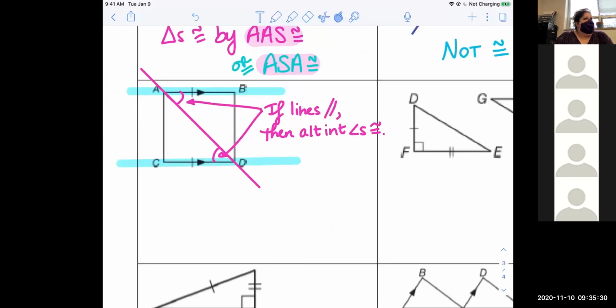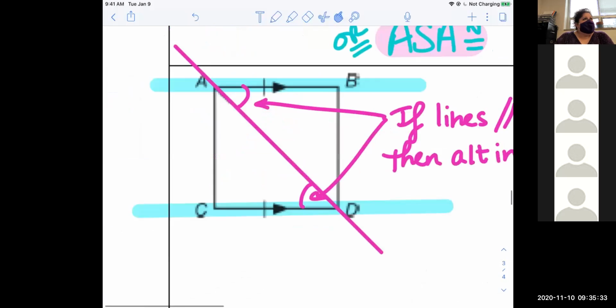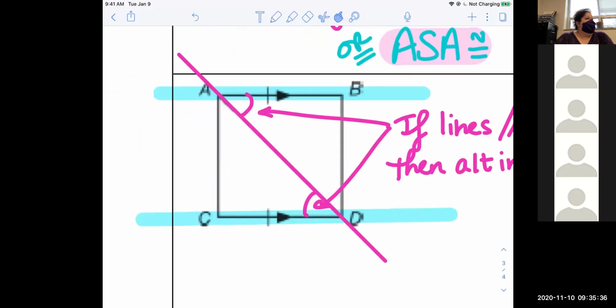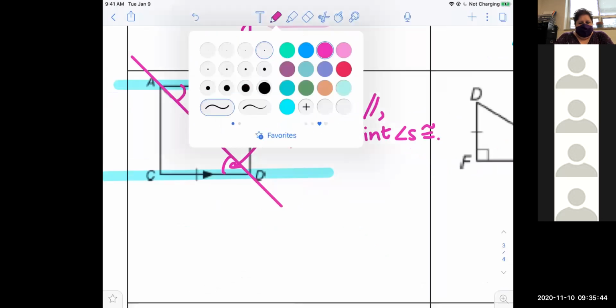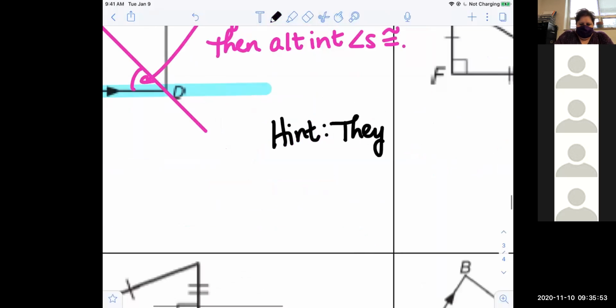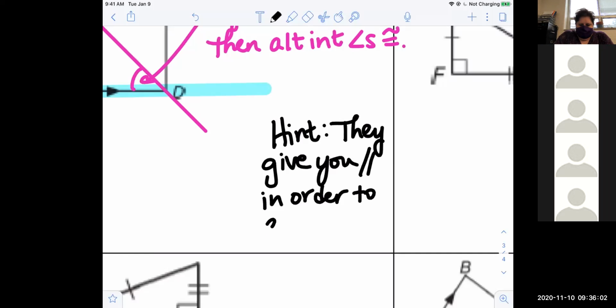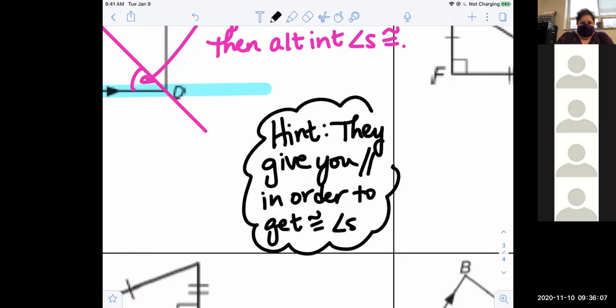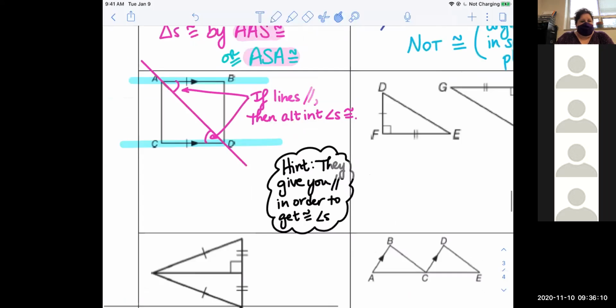Okay, so right now we have a pair of angles. Now another thing: these parallel segments happen to be congruent, but in general, parallel segments don't have to be congruent. The reason that they give you parallel is so you can find angles. You can use those ideas from the last chapter. So, helpful hint here: they give you parallel in order to get angles. A lot of times it might be alternate interior, but it could be corresponding or whatever. The parallels are provided in order for you to figure out some angles.